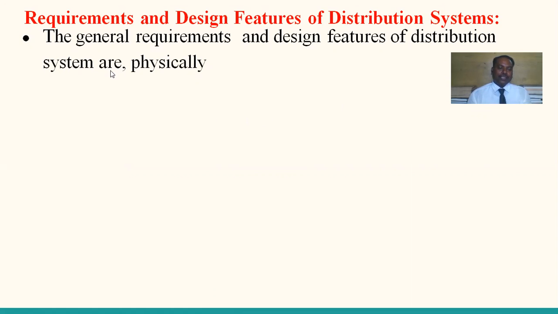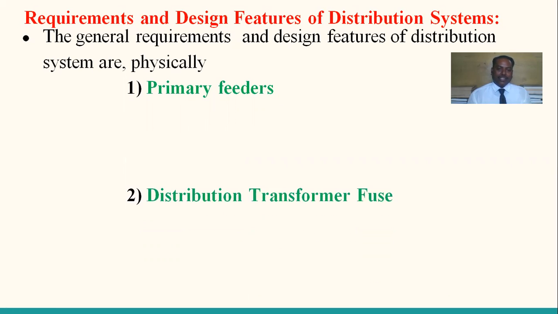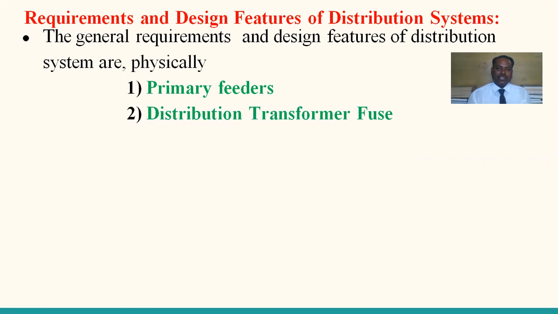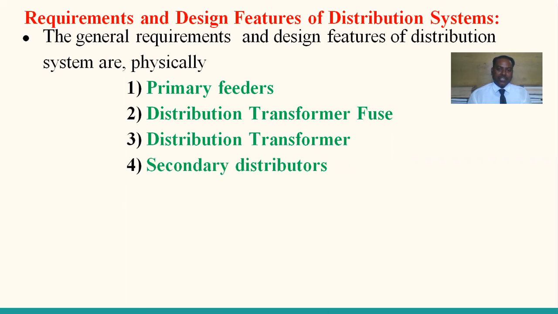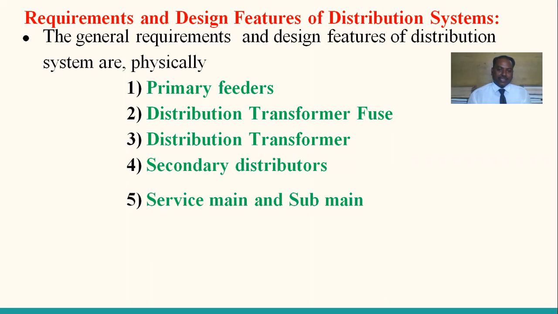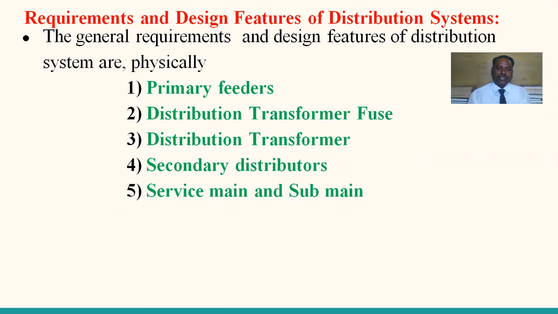In this regard, the general requirements and design features of distribution systems, physically, are the primary feeders, distribution transformer piece, distribution transformer, secondary distributors, service main and sub main, and consumer connection points. So these are the physical requirements to transfer power from substation to the consumer ports.